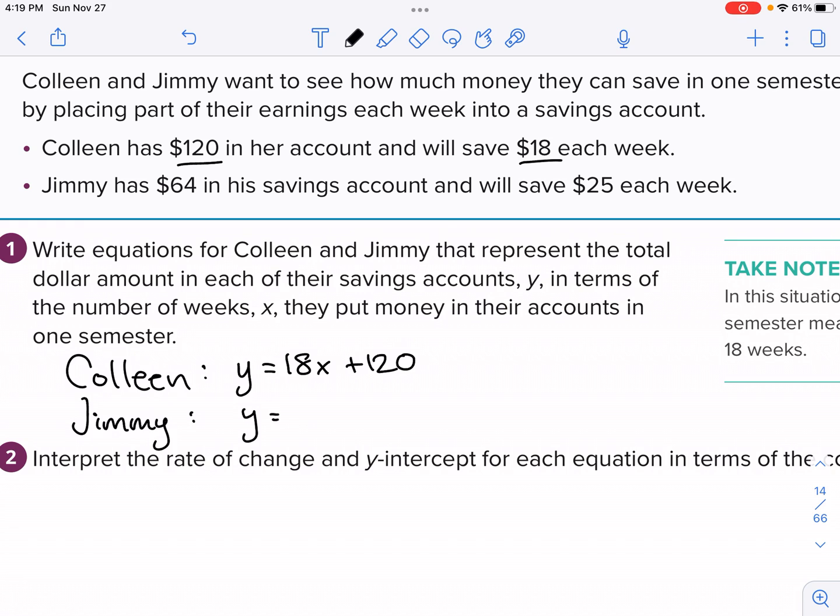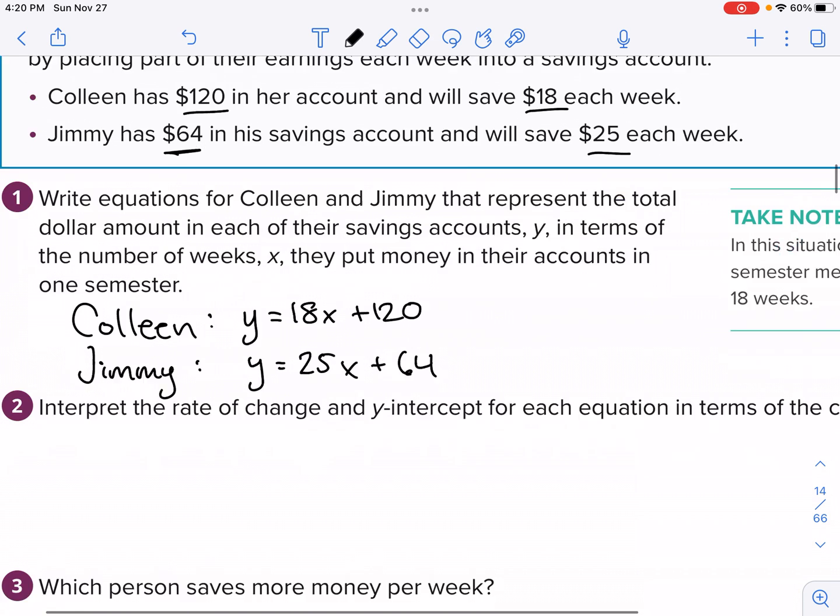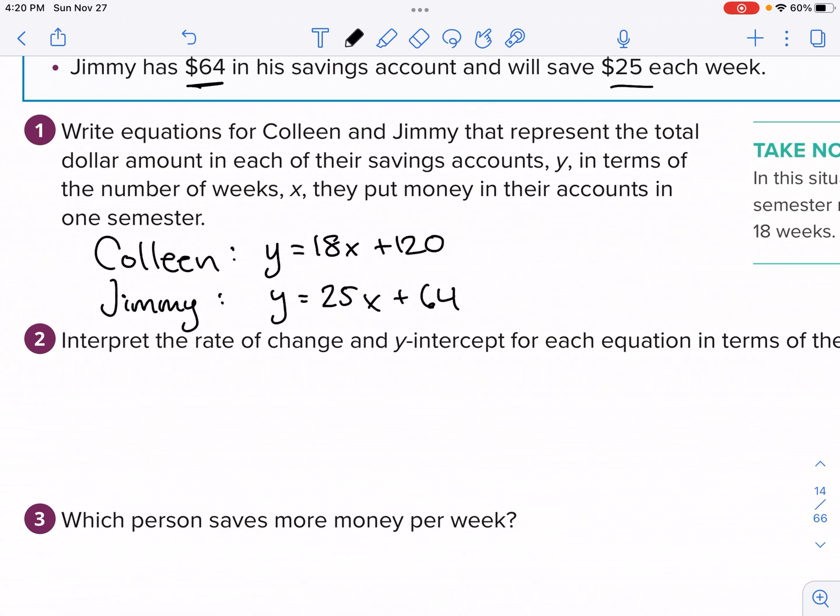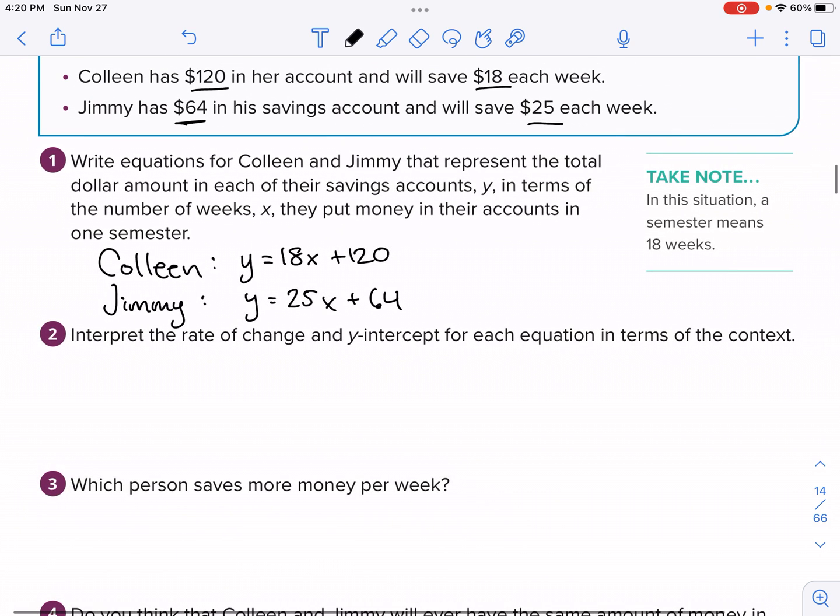Right, he is saving more money, 25x, but he's beginning with a slight, doesn't have a head start like Colleen, it's plus 64. Okay. So number 2 says, interpret the rate of change and the y-intercept of each equation in terms of the context. Rate of change, just so you know, means the same thing as slope. And the y-intercept, that's where we begin.